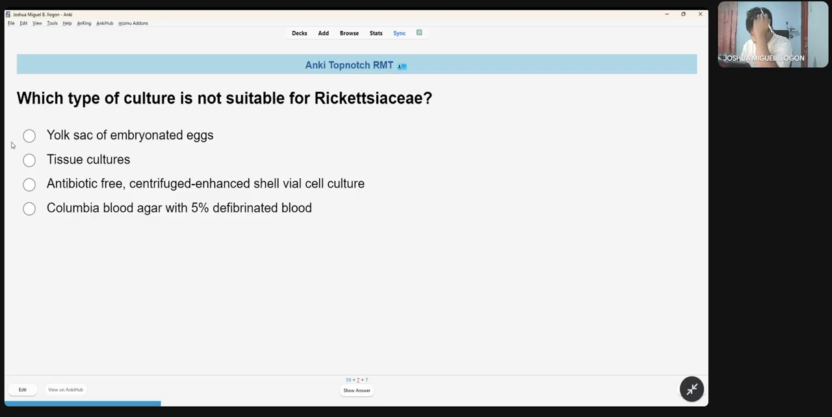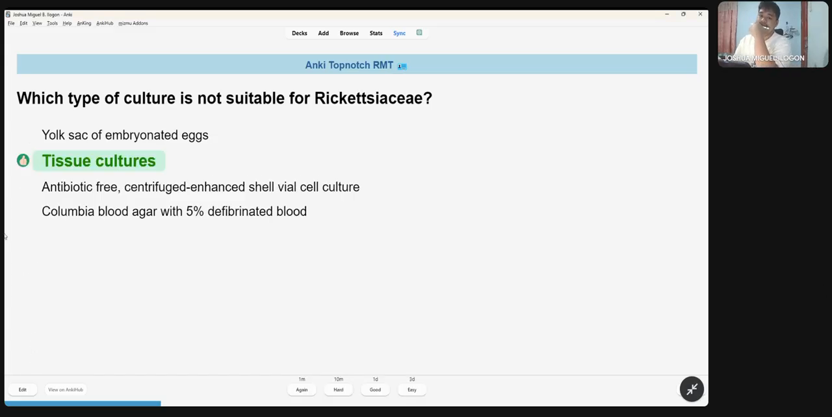Where's my rickettsia? Oh god, not suitable. So you have your Yopsa, antibiotic free, including... well, wait. So it's not according. It has to be B. So it's B. It's B. So yeah, there's a lot of errors here.